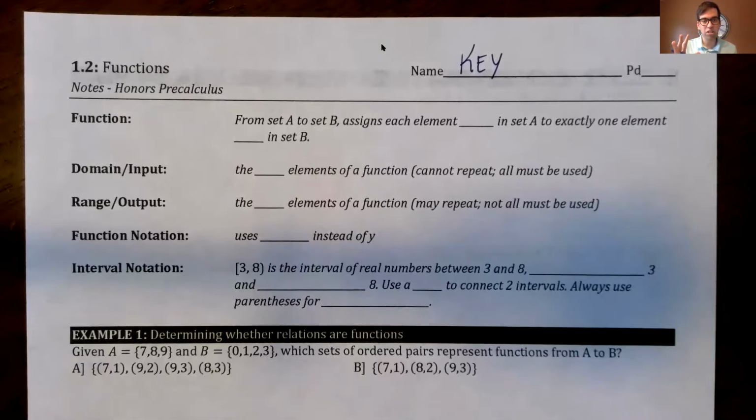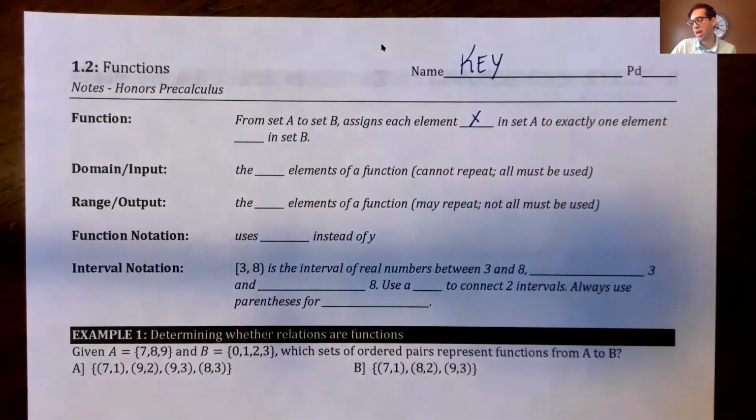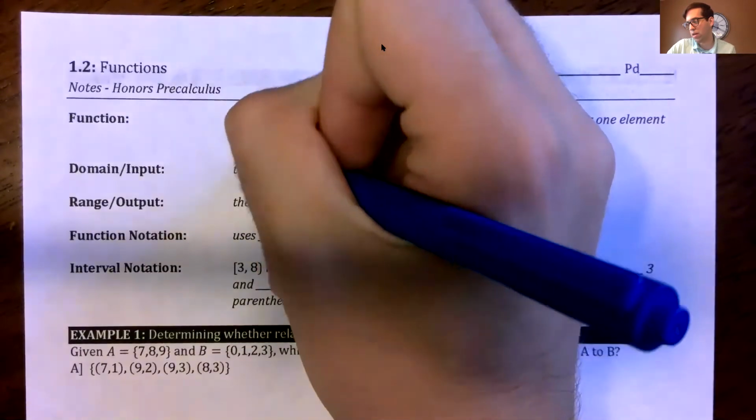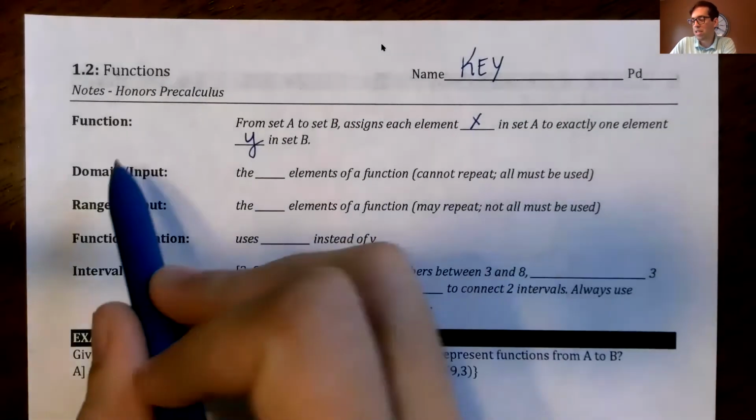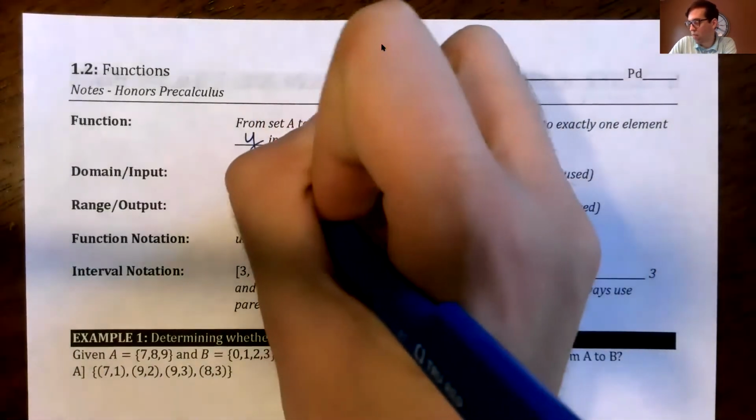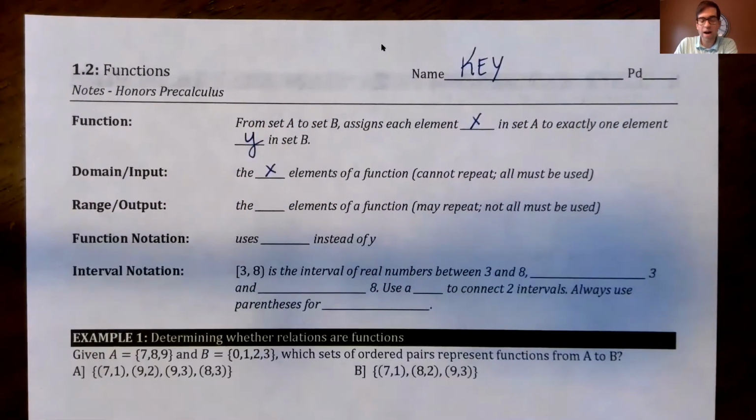First of all, functions. From set A to set B, a function assigns each element x, the x values from set A, to exactly one element y in set B. And calling these things sets might be a little different, and we'll see some examples of that in example 1. But basically we have a set of x values and a set of y values, and the x values map to the y values. The x values are also known as the domain or the input, and the y values are also known as the range or the output.